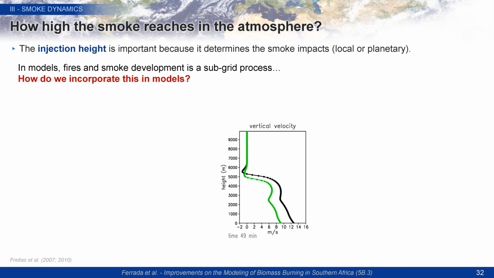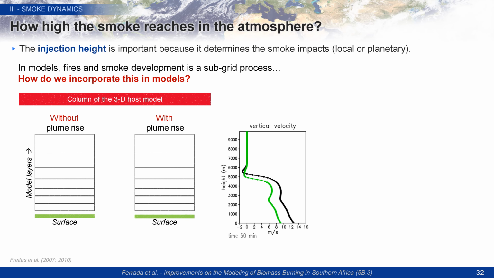Plume rise provides the injection height at the altitude that the plume is estimated to have a vertical velocity lower than 1 meter per second, like you see in this example. The injection height will be between 5 and 6 kilometers. But is plume rise important? Well, this depends on your application.